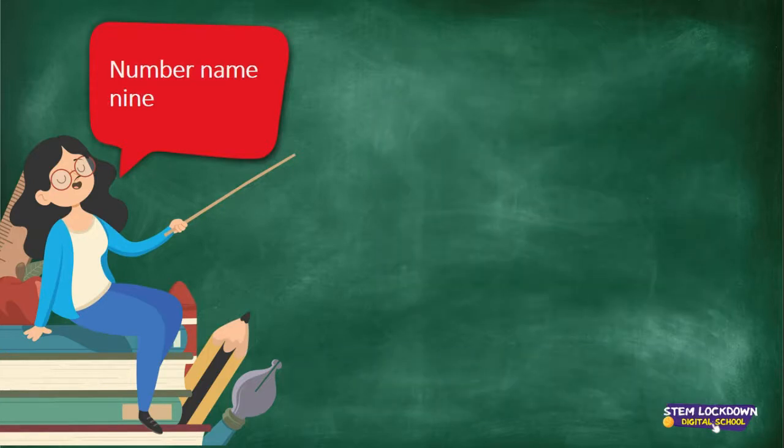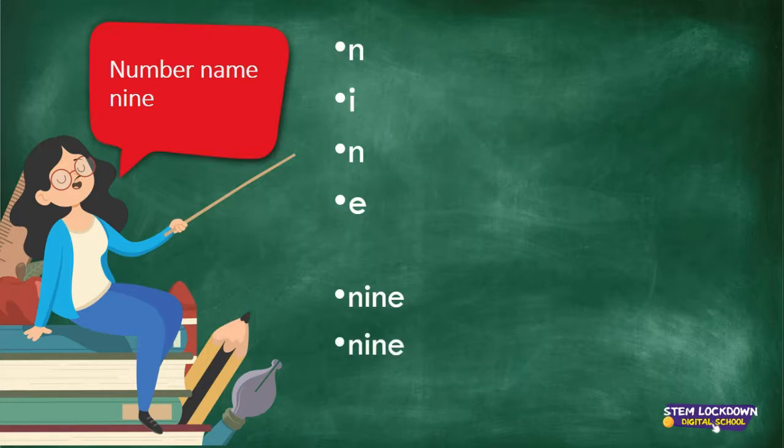Let's move on to the number name 9. Now let's have a look and see, what is the first letter of the number name 9? N. Yes. And the next letter is? Yes, E. And the next letter we've got another N. And the last letter is E. All right, so let's write the number name 9 below your number symbols. So you are going to write the number name 9 below your number 9 symbols.